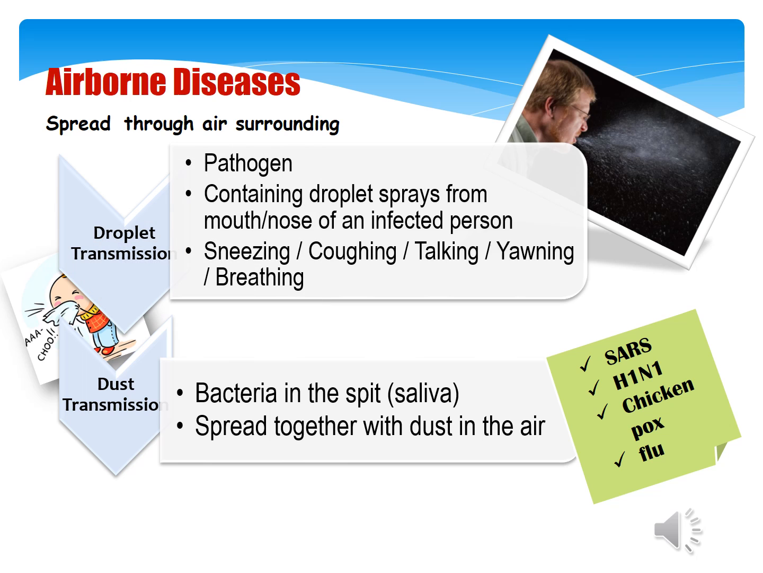Airborne diseases can spread through the air surrounding us, and there are two ways to transmit it, which are droplet transmission and dust transmission. Droplet transmission is caused by pathogens that spread from the mouth or nose of an infected person when coughing or talking. Dust transmission is caused by the bacteria in the spit. It will spread together with dust in the air. Airborne diseases include SARS, H1N1, chickenpox, and flu.